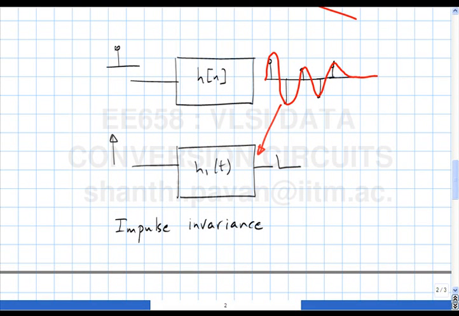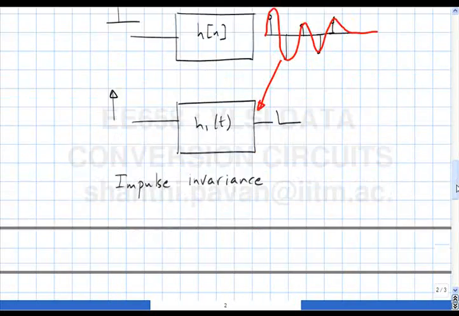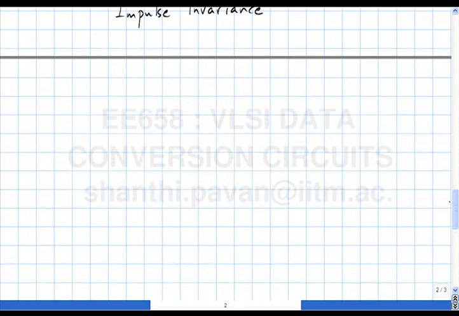Where the name of the game is to find a continuous time filter whose impulse response matches that of a desired discrete time filter at the sampling instance. Does that make sense? And we will see how it's put to good use here.